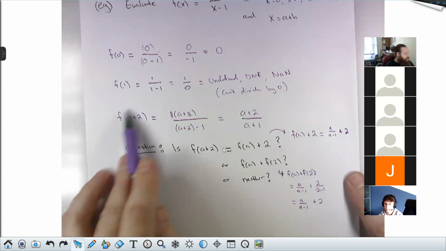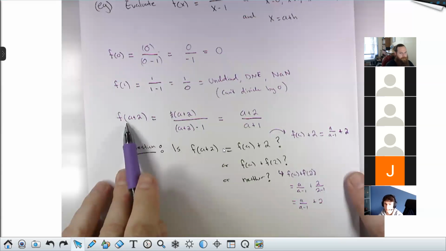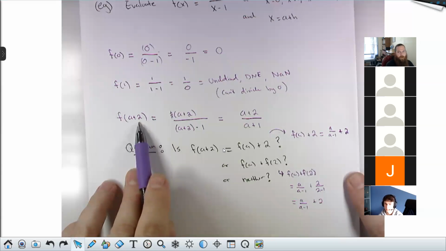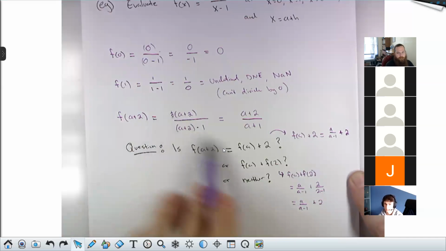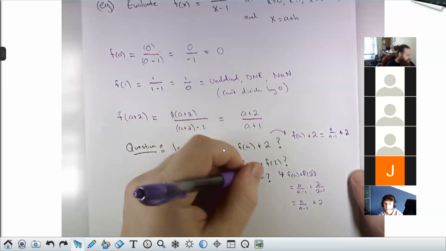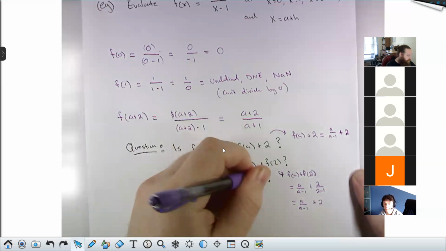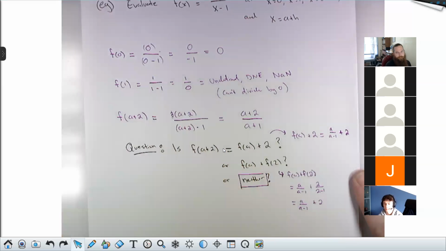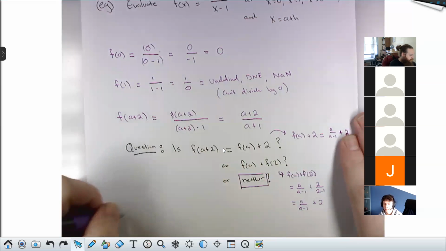So when you're asked to evaluate f of something, remember, always just plug that in for x. Don't try to get fancy and assume it's anything like these. In general, the answer is neither. Okay, one more to go.